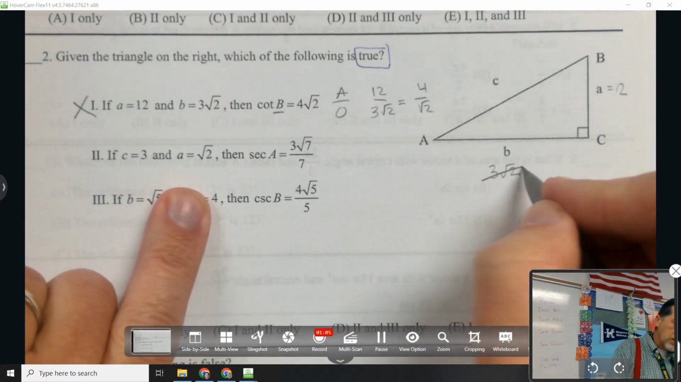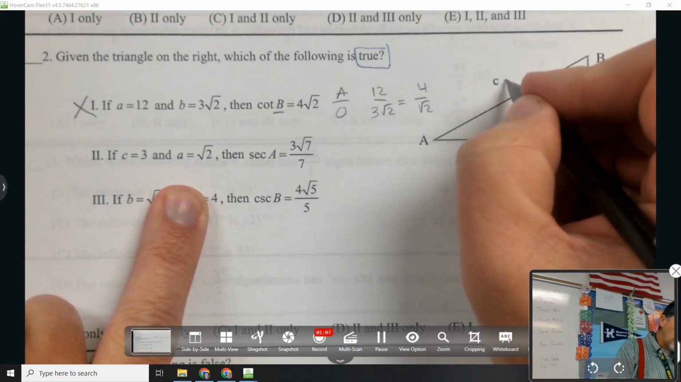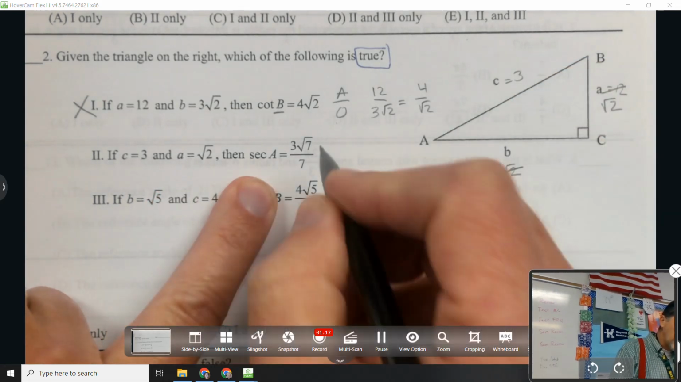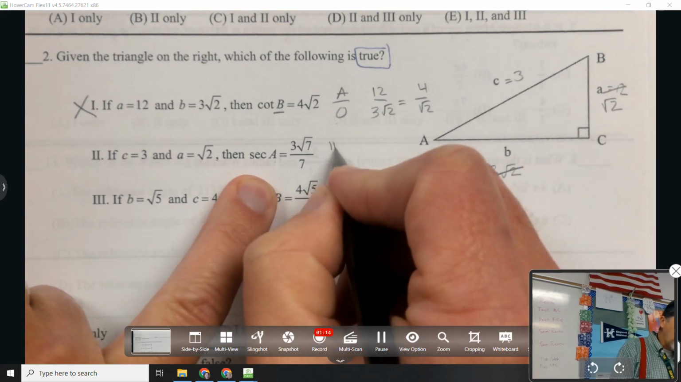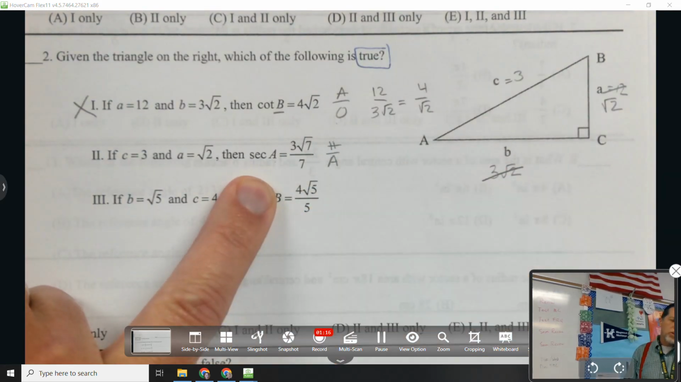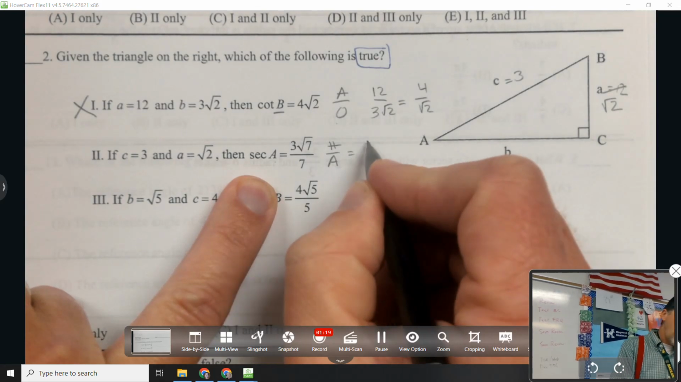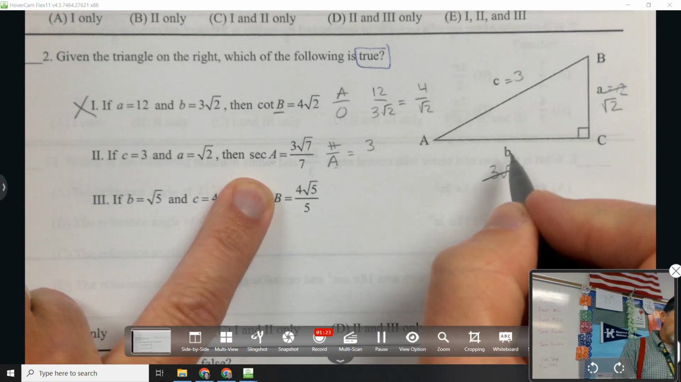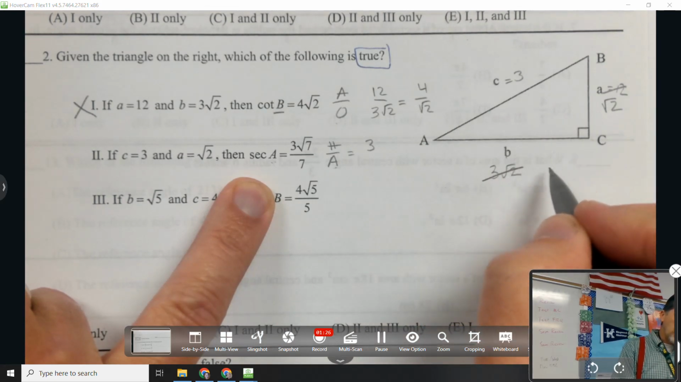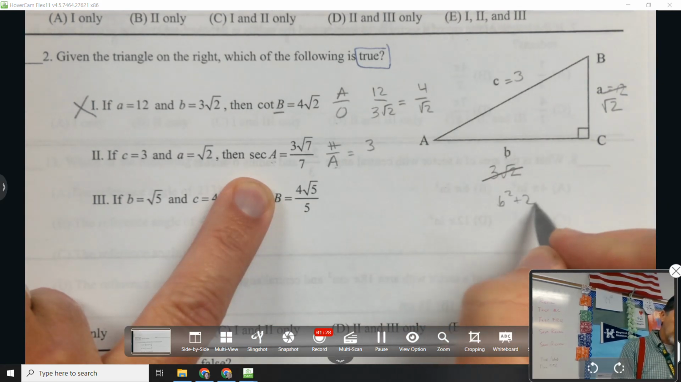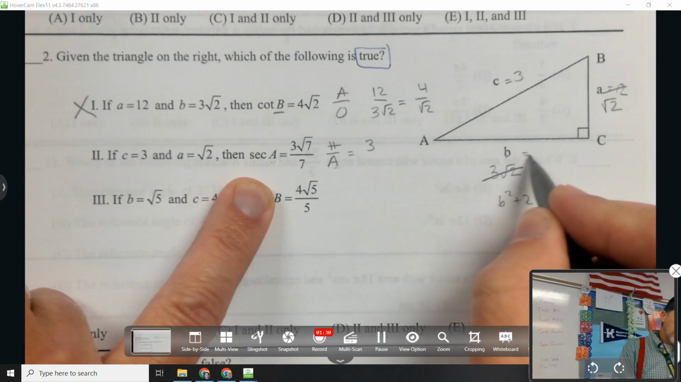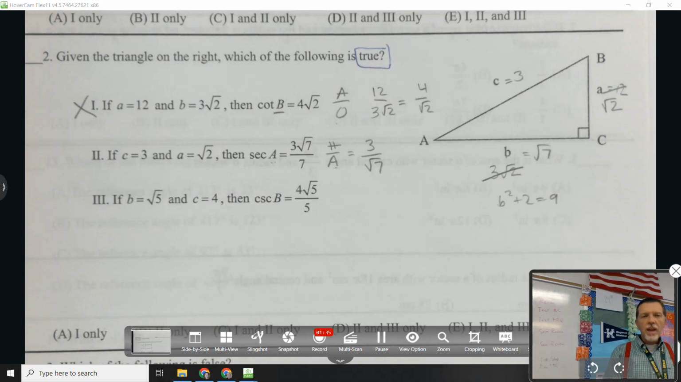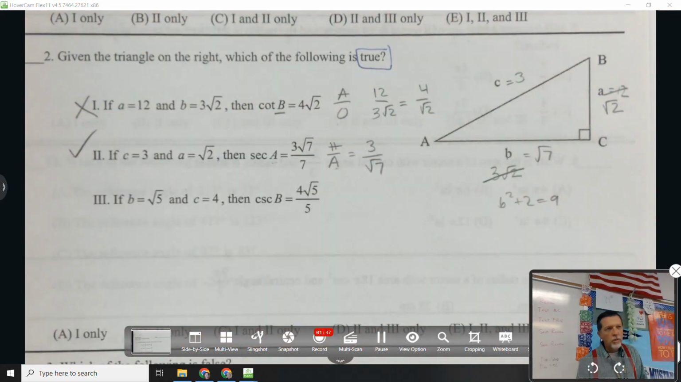Statement 2: if C equals 3 and A equals the square root of 2, then secant goes with cosine, so hypotenuse over adjacent. Hypotenuse is 3. Adjacent to angle A would be this side, which we don't know. B squared plus 2 equals 9. So B is the square root of 7. So yes, statement 2 would be true.